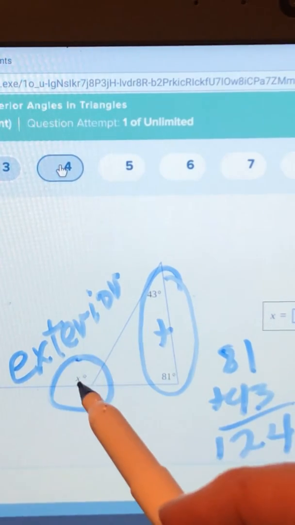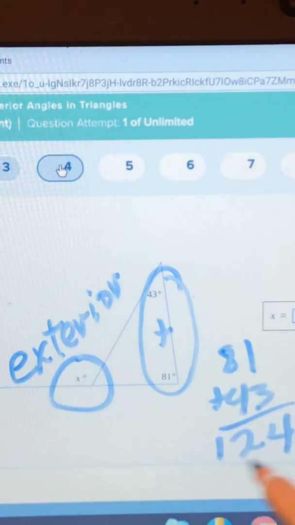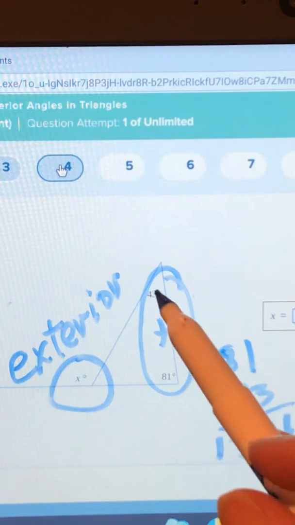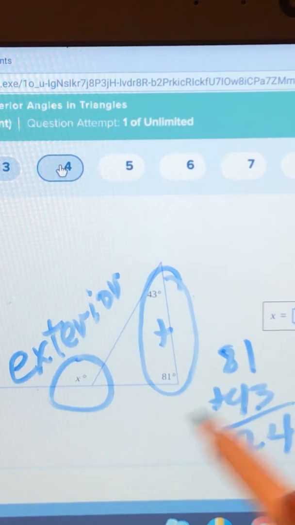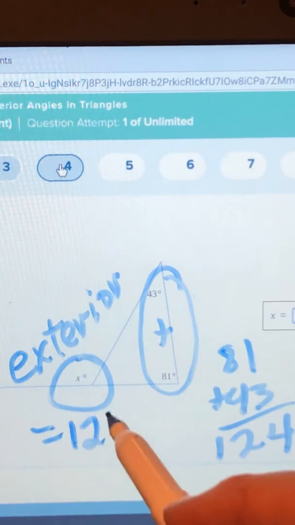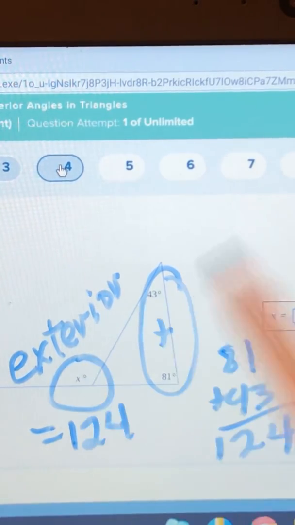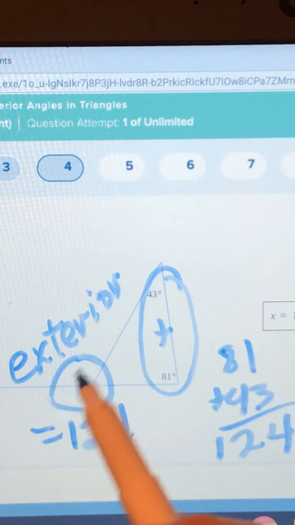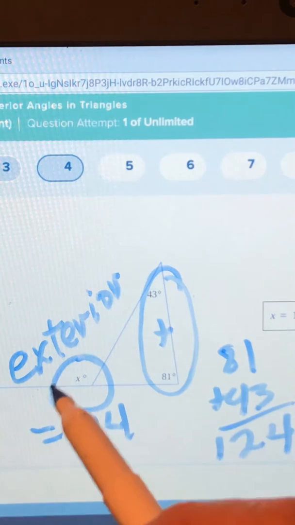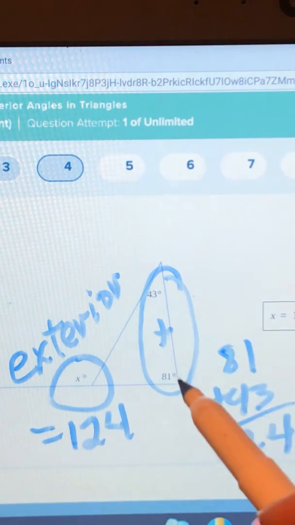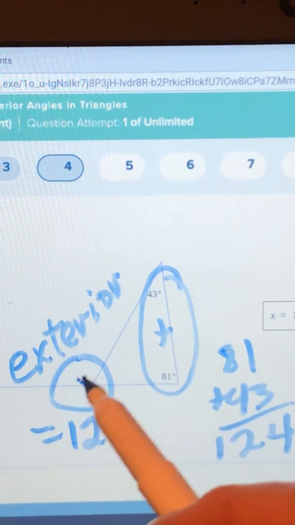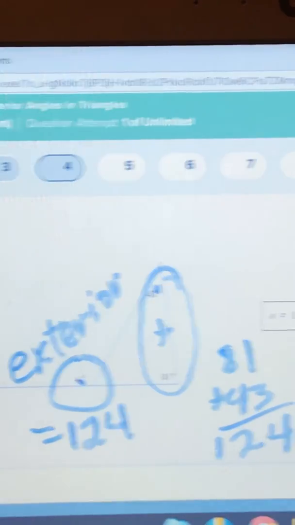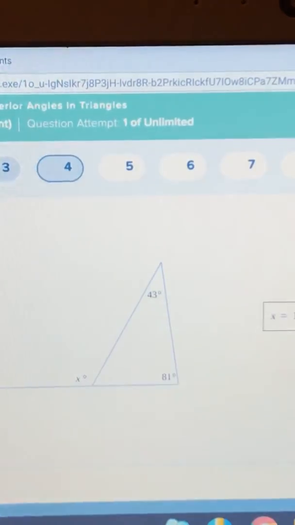That's what equals that right there, not 180. I don't subtract that from 180. I take the 2 remote interior angles, add them together, and that equals the exterior angle. So my answer is 124. So that's not 180, just remember that. These 2 won't ever equal 180. These 2 equal that. That's the same angle as these 2 added together. Have I said it enough?